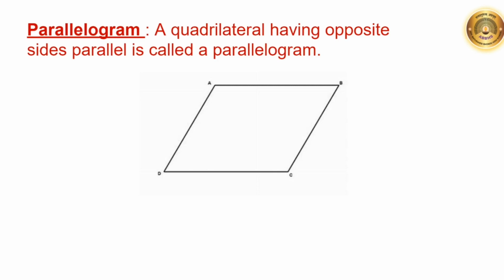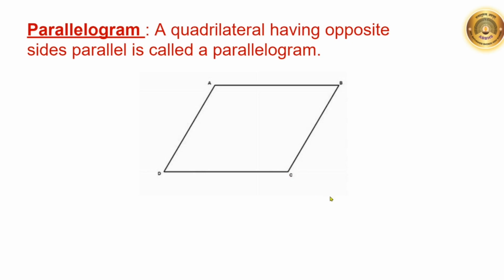Parallelogram. A quadrilateral having opposite sides parallel is called a parallelogram. That is, in a parallelogram, sides AB and DC are parallel and also sides AD and BC are parallel. We know that the interior angles made by a transversal of parallel lines are supplementary.